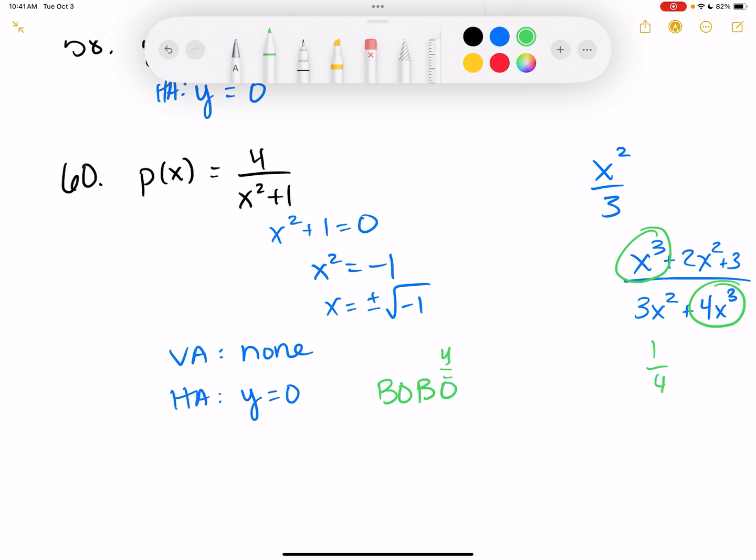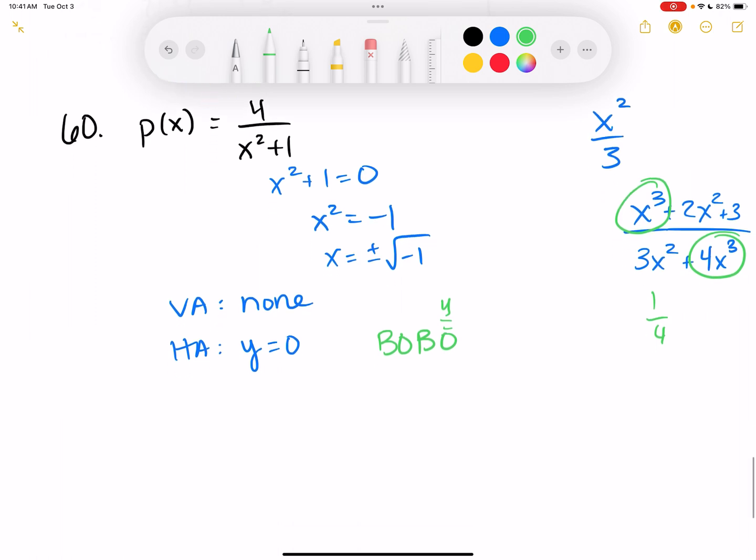I promise it will start to make more sense. People are usually like, huh? Yeah, because I'm thinking we just use the coefficients, so why wouldn't y equal 1 or y equal 2 or something? Okay, that makes sense. It does make sense.